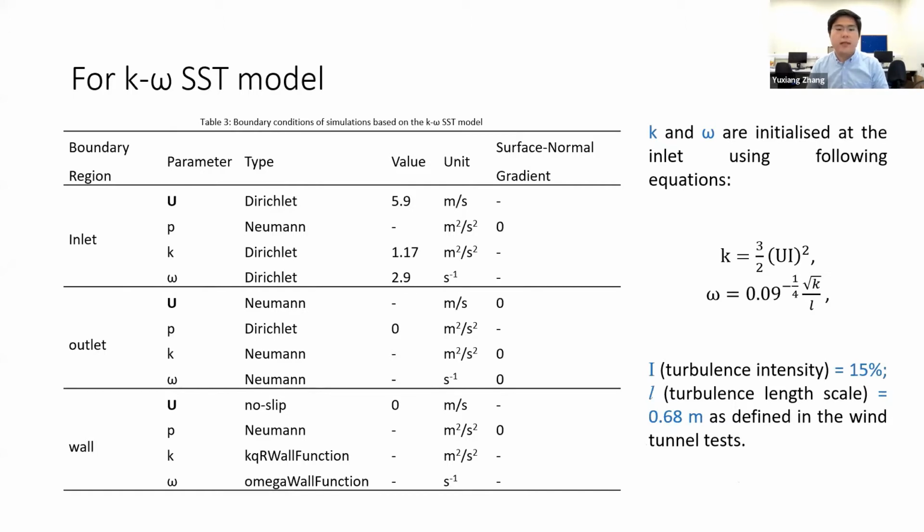Wall functions are applied for wall patches of the domain, but K is configured with a fixed value of 0 at the bridge surface, as the mesh is fine enough to resolve the viscous sublayer.